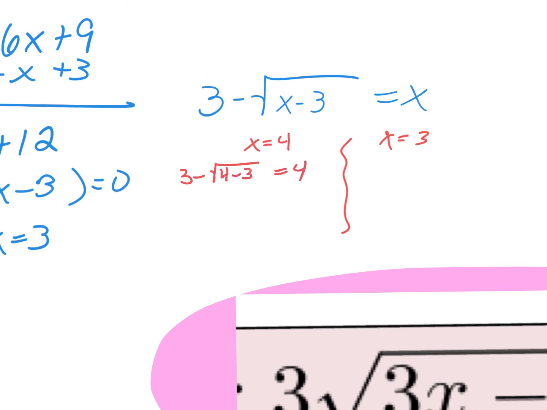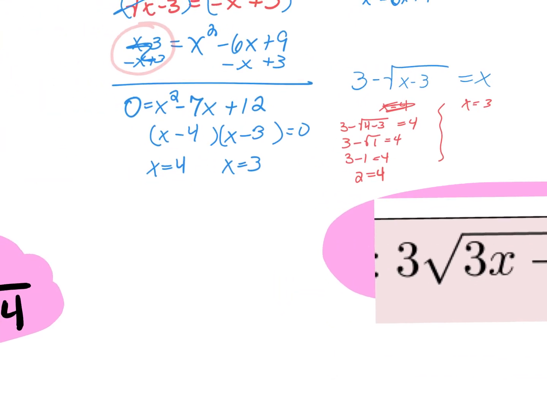Does that equal 4? Well, 3 minus, what is 4 minus 3? What's 4 minus 3? 1, okay. What is the square root of 1? 1. 3 minus 1 is what? 2. Does 2 equal 4? No. So is x equals 4 a solution? Does it work? No, it does not work.